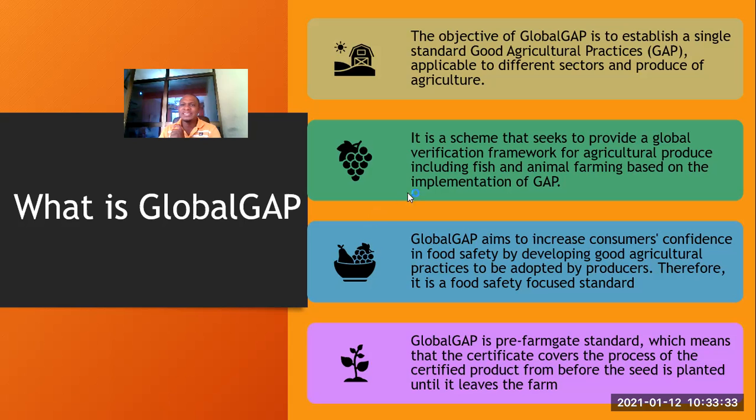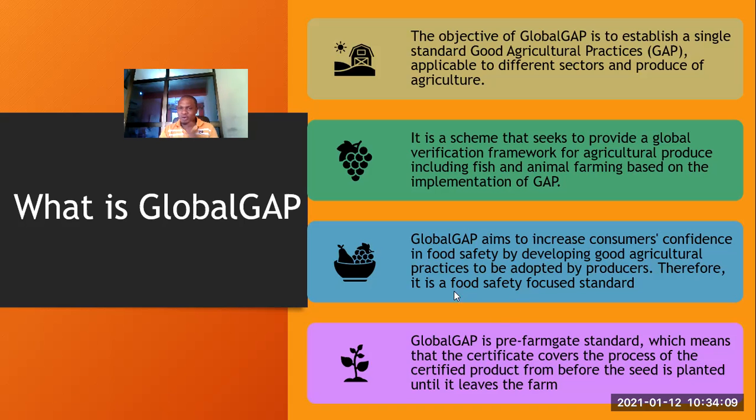Secondly, GlobalGAP is a scheme which seeks to provide a global verification framework. So GlobalGAP is providing a verification framework for the consumers. How can a consumer verify your compliance to standards? So GlobalGAP is stepping in to provide their standard to assure the consumer that you have been verified to be complying with those requirements of good agricultural practices.